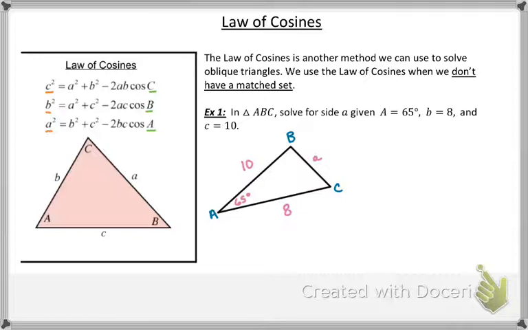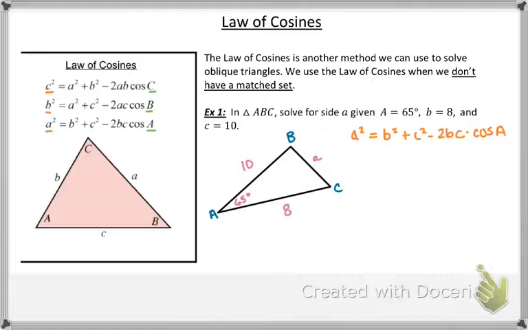So we look for a matched set. I don't have one, and I can't figure out one based on the information that we're given. So we can't use law of sines, and now we're left with law of cosines. Because I'm looking for side a, I'm going to start my equation with a. So a squared is going to be equal to b squared plus c squared, the other two sides, minus 2bc times the cosine of angle A. The cosine of that angle always matches with the side that we start with in the equation.